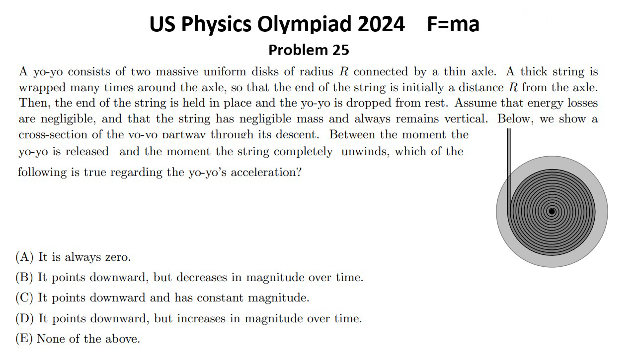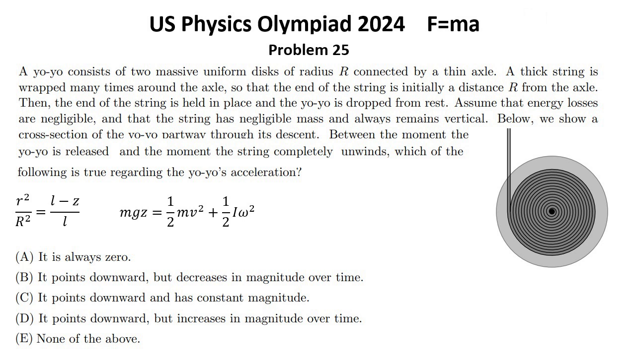Solution to problem number 25. As the string unwinds, the radius small r of the string remaining about the axle decreases. Specifically, if the yo-yo has fallen a distance z, and the string has total length L, then small r squared over big R squared equals (L minus z) over L. This change in r affects how the energy of the yo-yo is divided between translational and rotational motion.